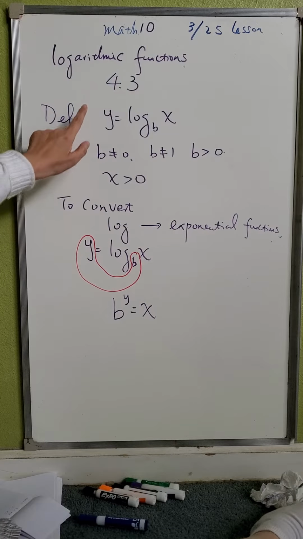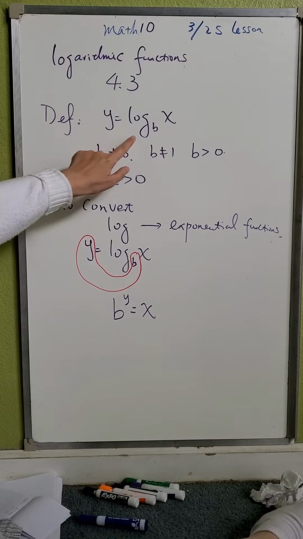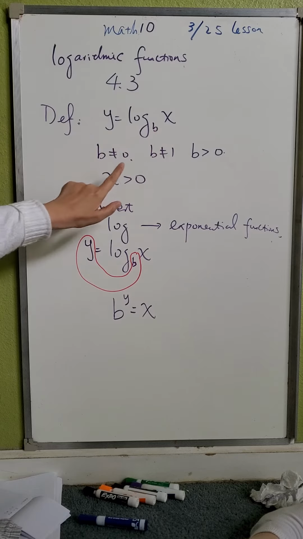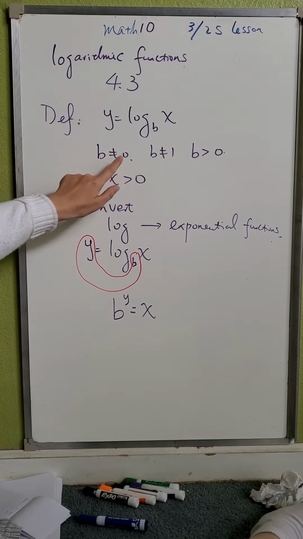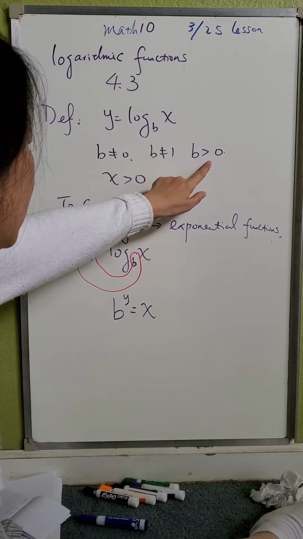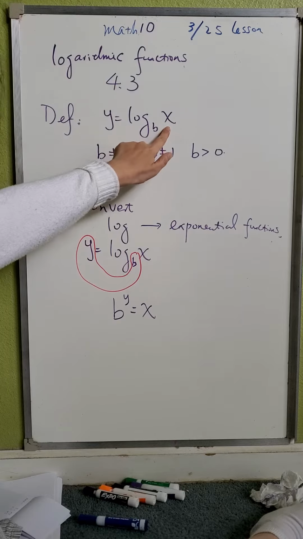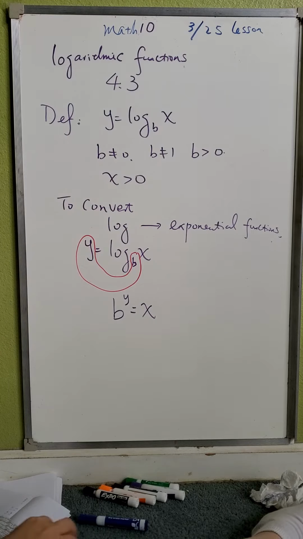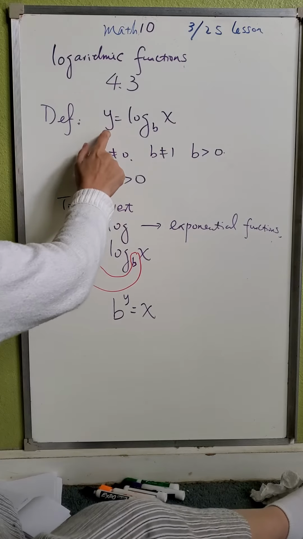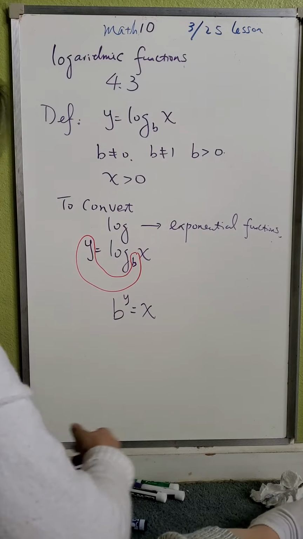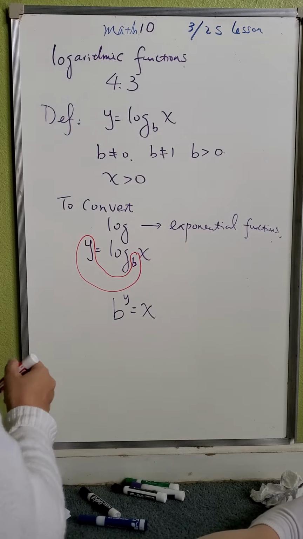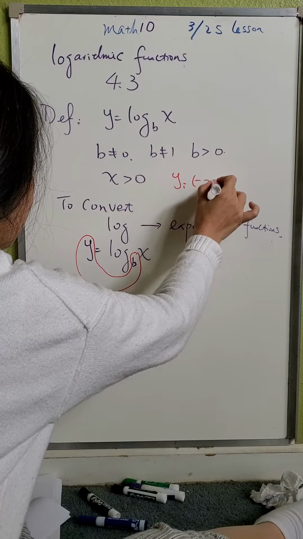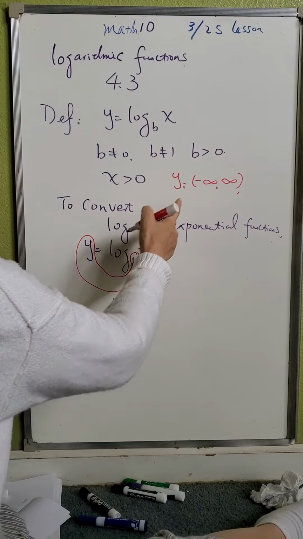What is a logarithmic function? It's a function that contains a log. It has a base, okay? You can see the base cannot be 0, cannot be 1, and has to be bigger than 0. The x here, the one you take the logarithm of, has to be greater than 0 also. But for the y, it can be any number, positive or negative. So for y, it will be negative infinity to positive infinity, so any number.